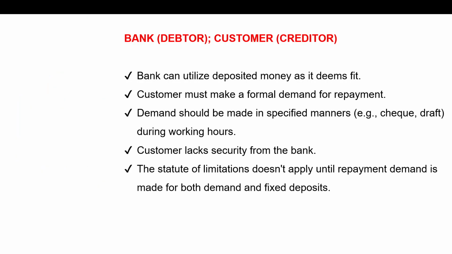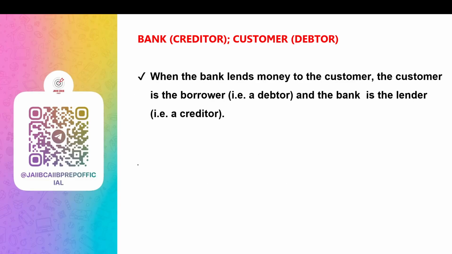Number two, creditor and debtor relationship. Now, this is just the opposite of what we have understood in the first relationship. When the bank lends money, say when you take a loan from the bank, the bank becomes the lender. The person who lends is known as the creditor. Creditor is nothing but the lender. So the lender is the creditor and you, the borrower, become the debtor.